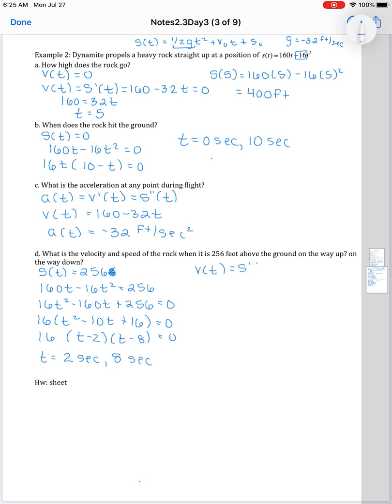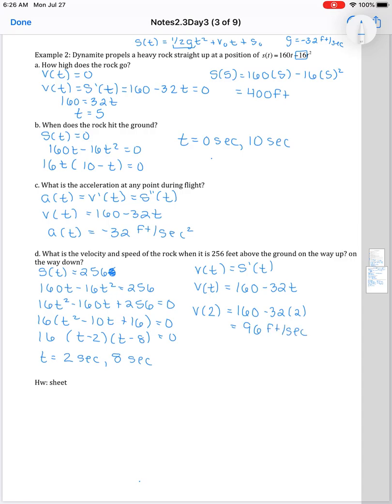Okay, which makes sense, because if something's being propelled up, it's going to go up, and then it has to come down. And if we're saying that we're looking for where the height is going to be 256, well, again, that would make sense, because on the way up, it's going to be the lower of the times, and on the way down, it's going to be the latter of the 2.